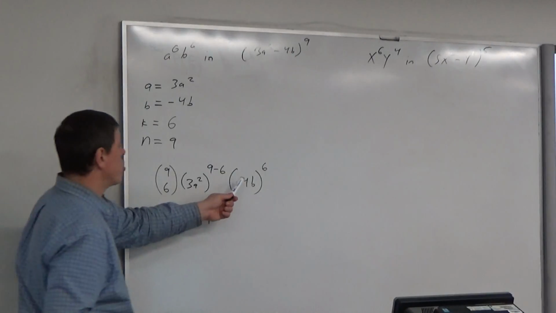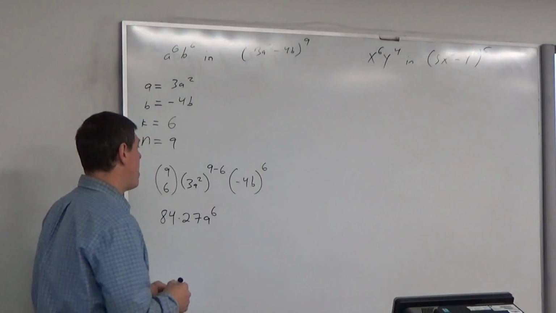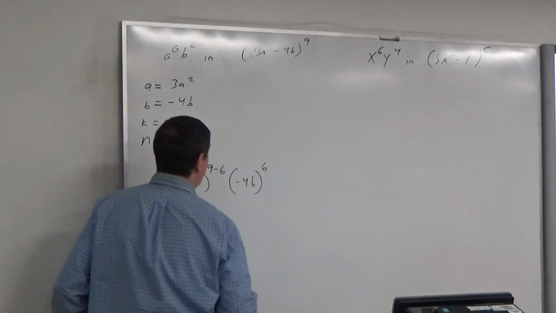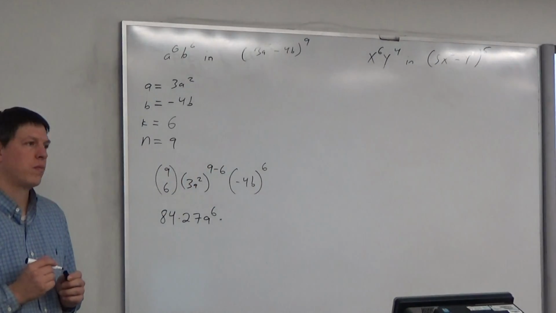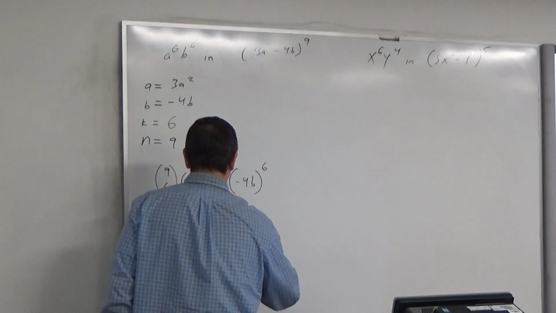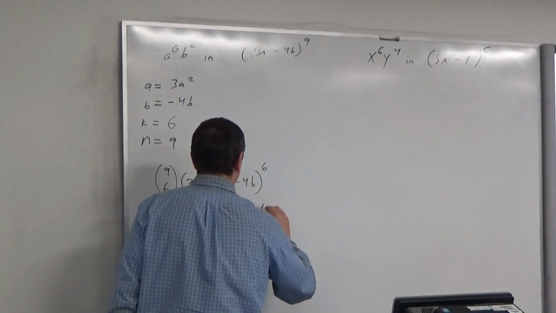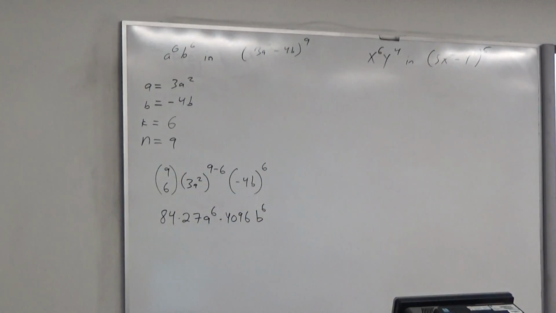And then we also need to figure out what 4 to the sixth power is. Well, negative 4, but it doesn't really matter since it's an even power. So did anyone figure out 4 to the sixth? 4096. Does that sound good, everybody? Okay. Thank you, gentlemen. 4096. And then b to the sixth is b to the sixth. So now all we have to do is use our calculators, multiply 84, 27, and 4096. We get some horrific number.